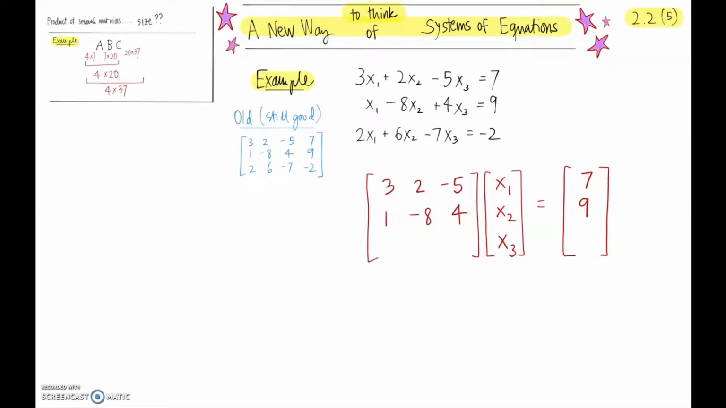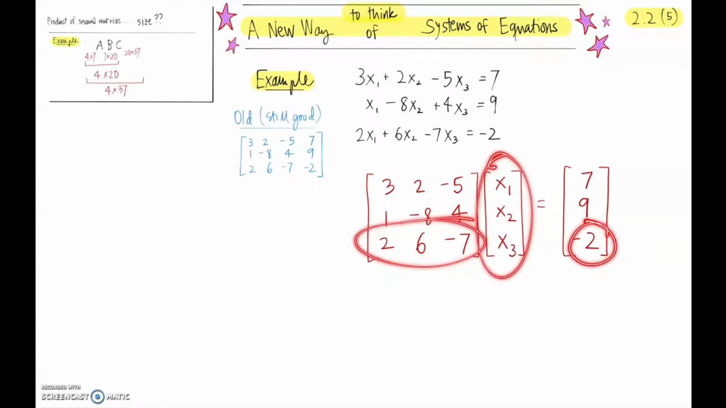Okay, the last thing to do is that last row. So 2, 6, -7, and a -2 would go over here. Okay, this row with this column, 2x1 plus 6x2 minus 7x3, should equal -2. Yep, that's what the last line says.